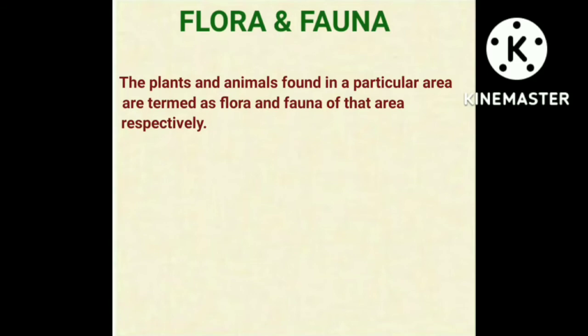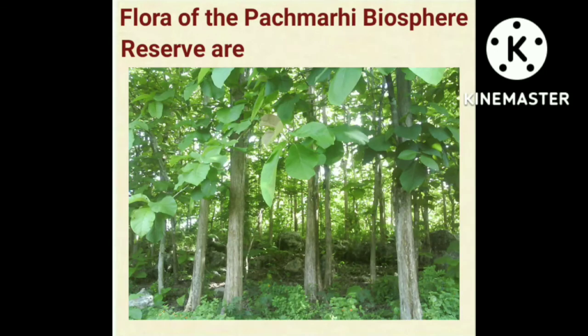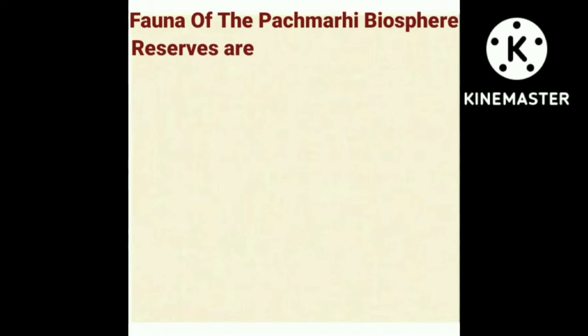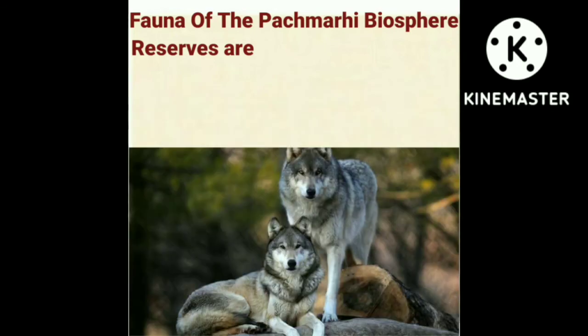And the next topic is flora and fauna. What do you mean by flora and fauna? The plants and animals found in a particular area are termed as flora and fauna of that area respectively. That is, the plants found in a particular area are termed as flora and animals found in a particular area are termed as fauna. Flora of the Pachmarhi Biosphere Reserve are sal, teak, and mango. The fauna are chinkara, blue bull, barking deer, cheetal, leopard, wild dog, wolf, etc.